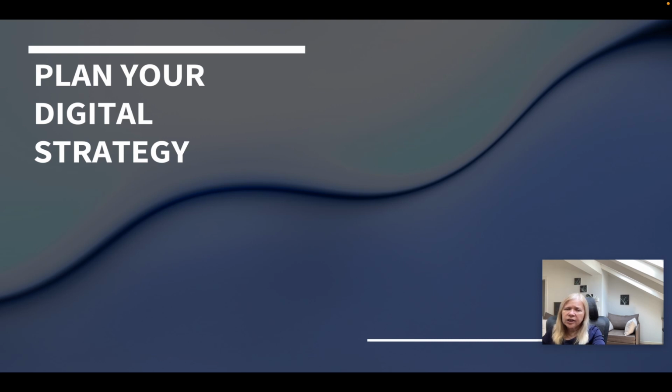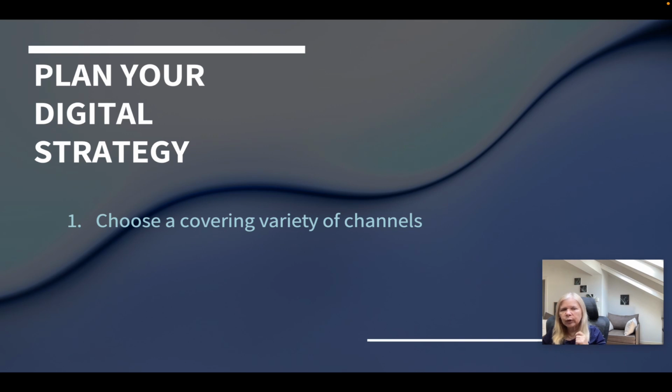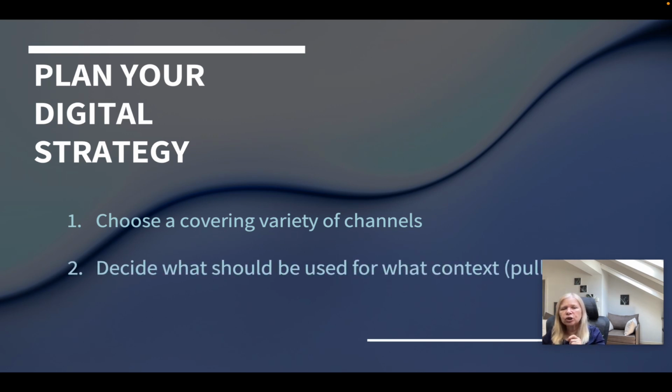So what am I suggesting to us all? To plan our digital strategy, our communication strategy, by choosing a covering variety of channels. Of course, we start with a criteria list, but based on this criteria list, we choose a covering variety. We decide what should be used when and in what context.